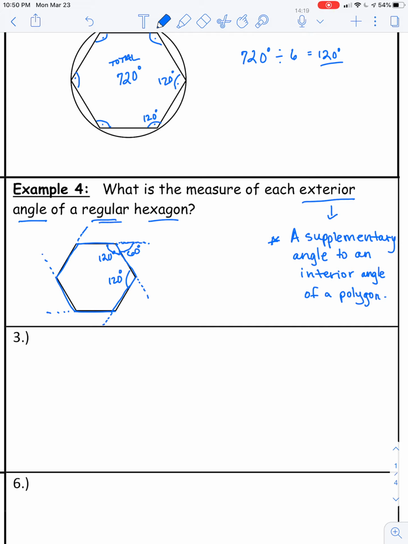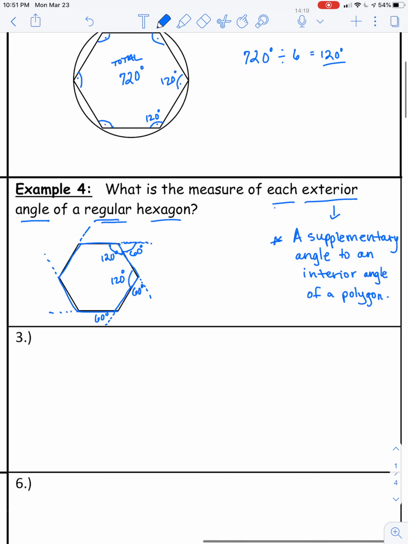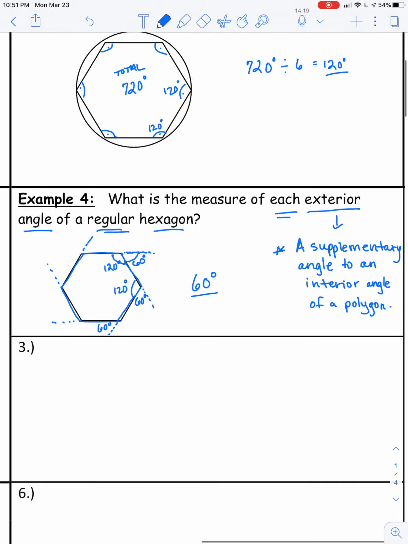Now keep in mind, this is a regular hexagon. So therefore, each one of these is going to be 60 degrees. So what is the measure of each exterior angle of a regular hexagon? It's 60 degrees. Okay? I hope that makes sense.